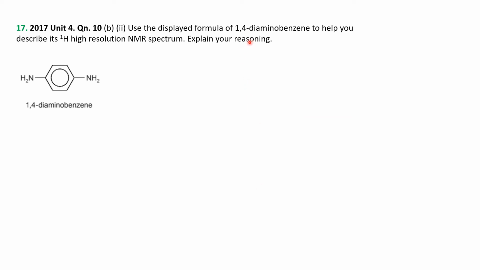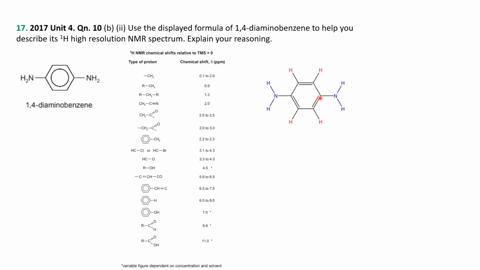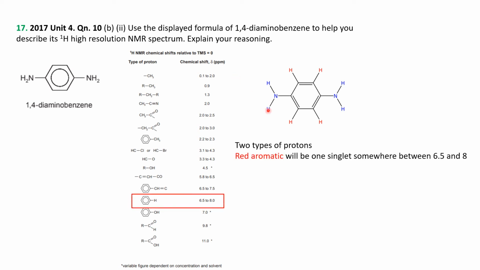Use the displayed formula of 1,4-diaminobenzene to help describe its high-resolution NMR spectrum. So there we go. Let's throw some hydrogens into our pretty little picture. Each of those carbons that's not bonded to an NH2 has a hydrogen on it, and each nitrogen has 2 hydrogens on it. Now, looking at this, there is absolutely no doubt whatsoever that each of these 4 aromatic hydrogens is identical, and each of the hydrogens on the nitrogen is identical. So we're only going to see two types of protons. The red aromatic ones will be somewhere between 6.5 and 8.